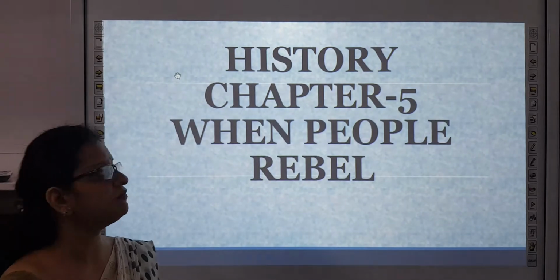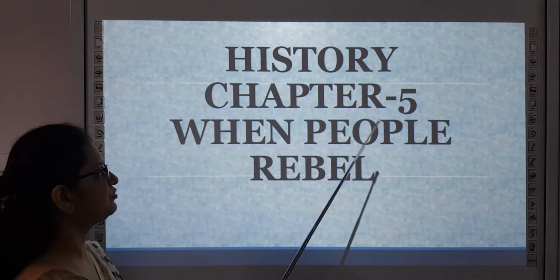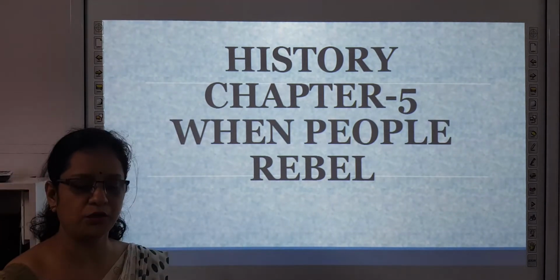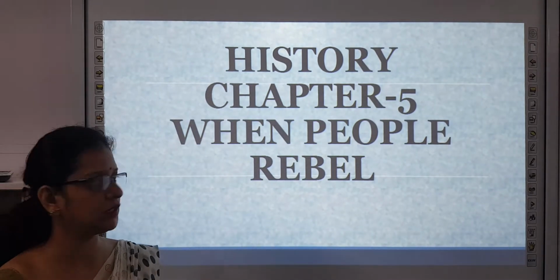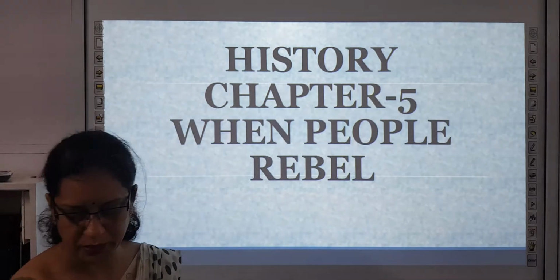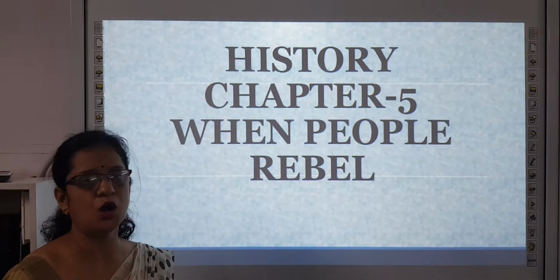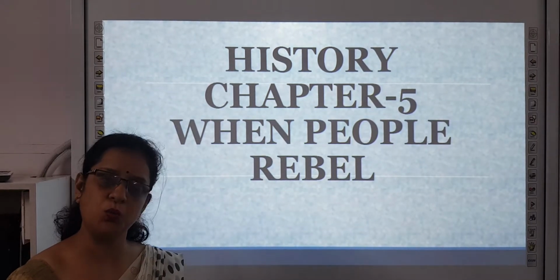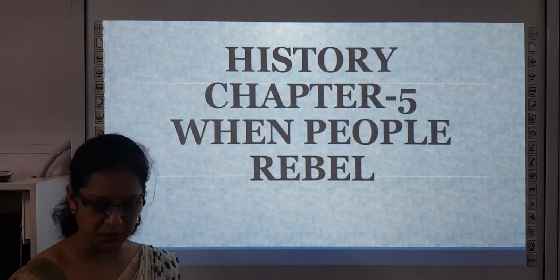Students, today we will start with History, Chapter 5, When People Rebel. Take out your book, page number 51. As it is clear from the meaning, when people rebel means when they started protesting or criticizing the British rule. What happened afterwards, I will explain to you in this chapter.